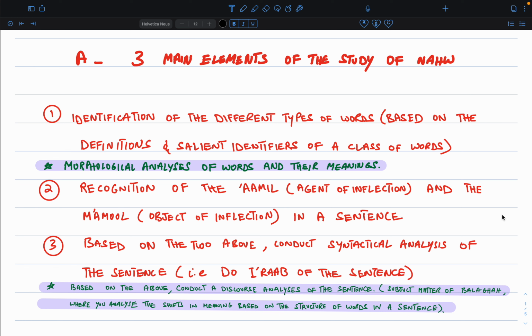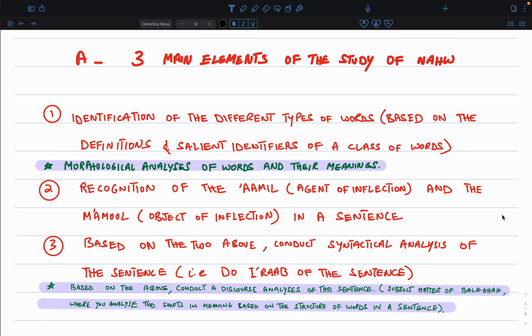The three main elements of the study of Nahw are as follows. Number one, you always begin by identifying the different types of words in a sentence. So you begin by the identification of the different types of words based on the definitions and salient identifiers of a class of words. The ulama of Nahw have defined nouns, verbs, and huruf, i.e. the conjunction words, with specific definitions and specific identifiers.